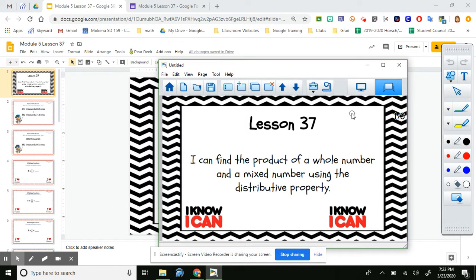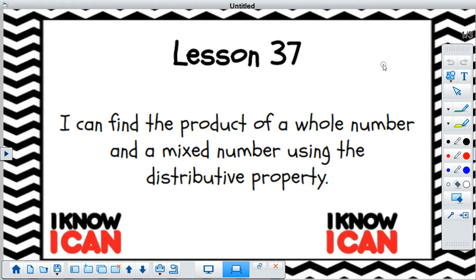Today, what we're going to be doing is finding the product of a whole number and a mixed number using the distributive property. So when we have a whole number multiplied by a mixed number, it's a little bit different than multiplying a whole number times a fraction. That's why we would use the distributive property, which we have used before.